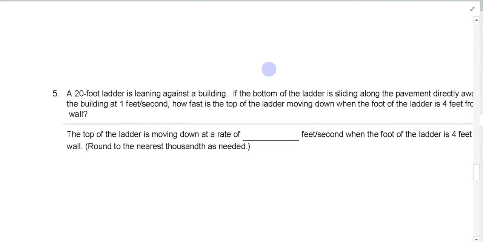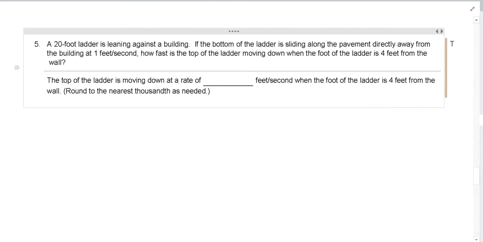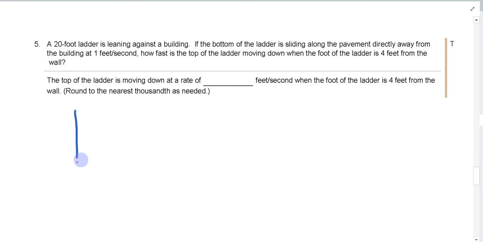All right. Let's go down here. All right, number 5, a 20-foot ladder is leaning against a building. If the bottom of the ladder is sliding along the pavement directly away from the building at 1 feet per second, how fast is the top of the ladder moving down when the foot of the ladder is 4 feet from the wall? So we've got a building here, and we've got a ladder that's leaning up against it.